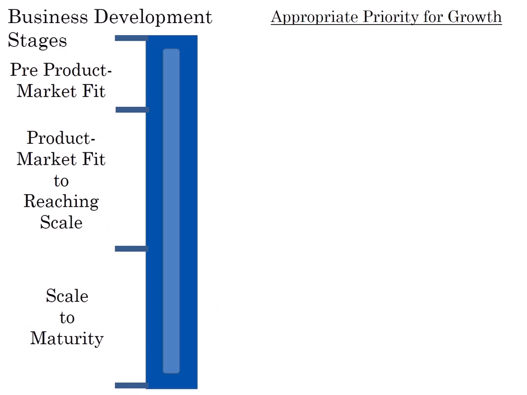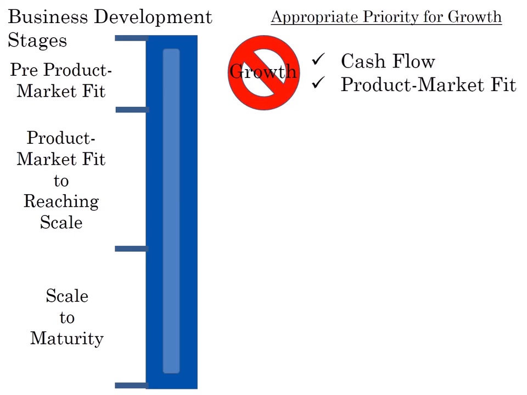So in summary, in the early stages of the business, prior to achieving product market fit and/or a validated business model, growth should not be the priority. The more appropriate focus would be cash flow and achieving product market fit. In that stage between product market fit and reaching scale, the company should pursue growth at all costs, especially when there are large economies of scale and/or no protection from intellectual properties.